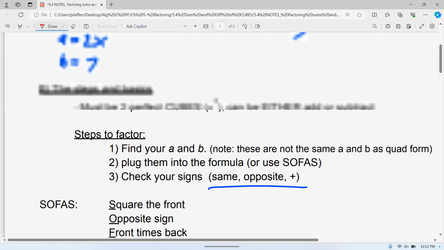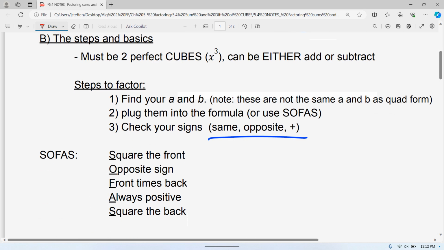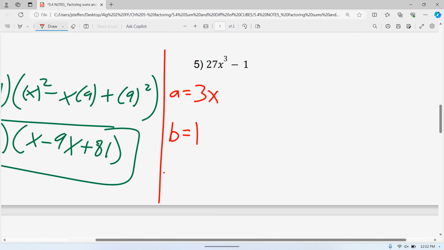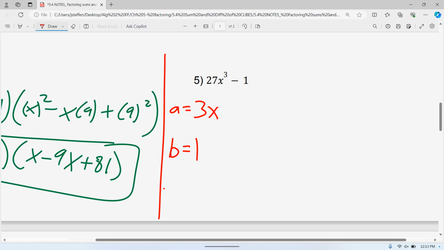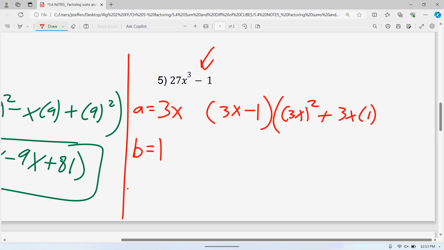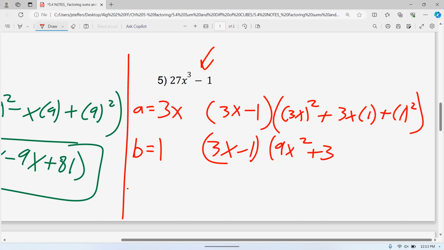So those all fall into that category. And again, not to be a broken record, but we do have, at the top, all those. So if you ever have 1, you can still do this. So we have 3x minus 1 because we're starting with a minus, which means we have (3x) squared plus 3x times 1 plus 1 to the third, or sorry, 1 squared rather. So we have 3x minus 1, 9x squared plus 3x plus 1.